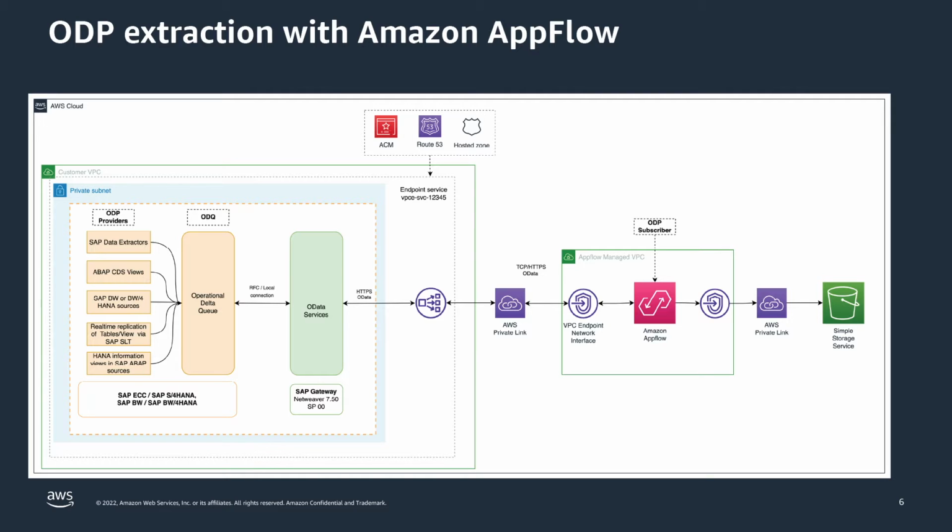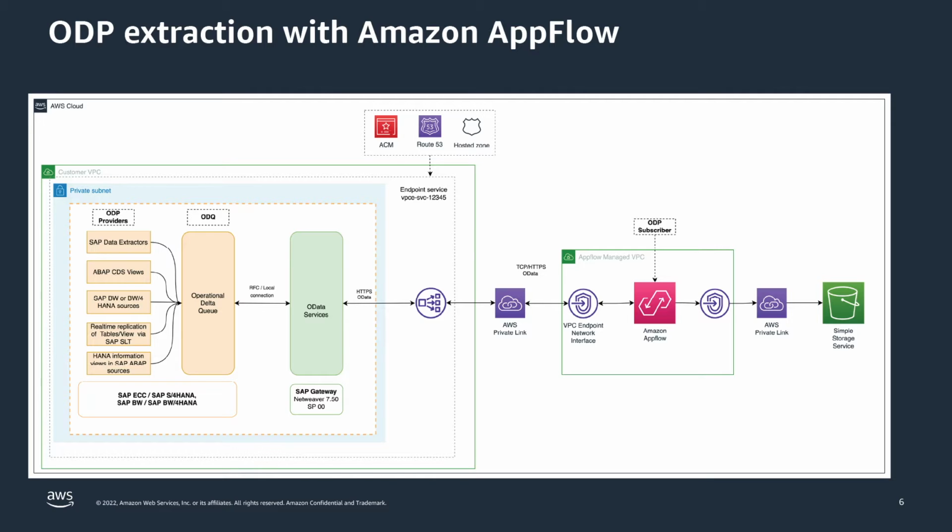There are multiple providers today that you can use. One of those is the SAP data source using the transaction RSO2. You can also use the SAP core data services, or CDS views, in ABAP. You can also use the BW and BW for HANA systems, where those are the InfoObjects or DataStore objects. You can also use SLT, or real-time replication of tables and database views. You can also use SAP HANA information views in ABAP source types. And of course, all of that is done using the ODQ, or operational delta queue.